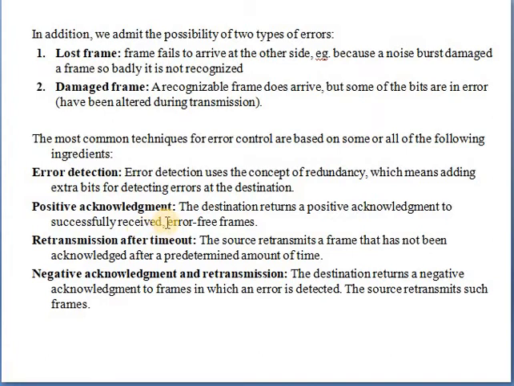Retransmission after timeout means the source retransmits a frame that has not been acknowledged after a predetermined amount of time. Negative acknowledgement means the destination returns a NAK, a negative acknowledgement, for frames in which an error is detected, and the source or sender retransmits that frame. This is called NAK and retransmission.